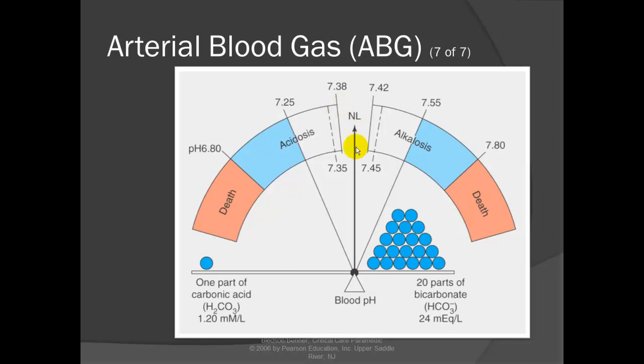And this is our range right here, 7.35 to 7.45. So we should be in that range somewhere. If we're off at 7.31, then we're acidic. If we're at 7.47, then we're alkalotic. If we're 1 point in either direction outside of that, we're not going to make it.